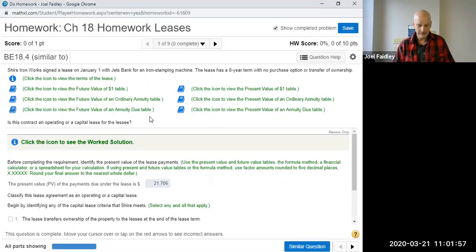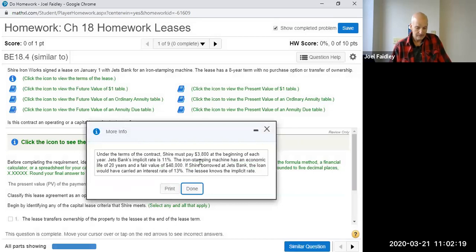And I think you can see this, I hope so. I guess I'll find out after an hour or so when it comes back. What we see here is nine questions, and I'll look at each of these, or at least give you the solution to each of these. What we have here is an 8-year term with no purchase option or transfer of ownership. The terms of the lease are stated there. Lessee must pay $3,800 beginning of each year.